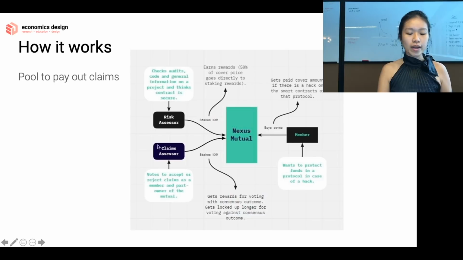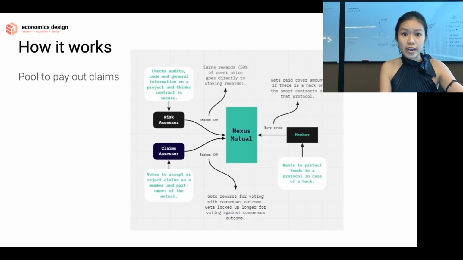And what about claim assessors? Risk assessors are like step one in the game. Step one is to look at these protocols and say, okay, this is risky, this is not so risky. The not risky one, I'm going to put money on. The risky one, I'm not going to put my money on, because someone's going to claim it and I'm going to lose my stake. Then step two is a member coming in and saying, I'm going to use the protocol and I want to get insurance for it because I'm worried.